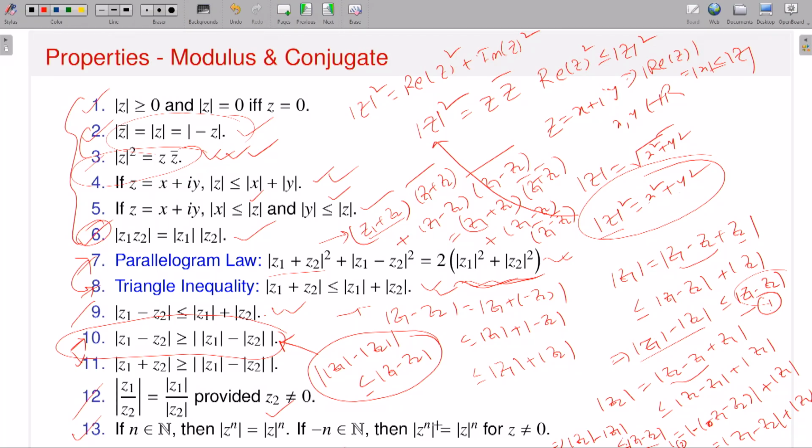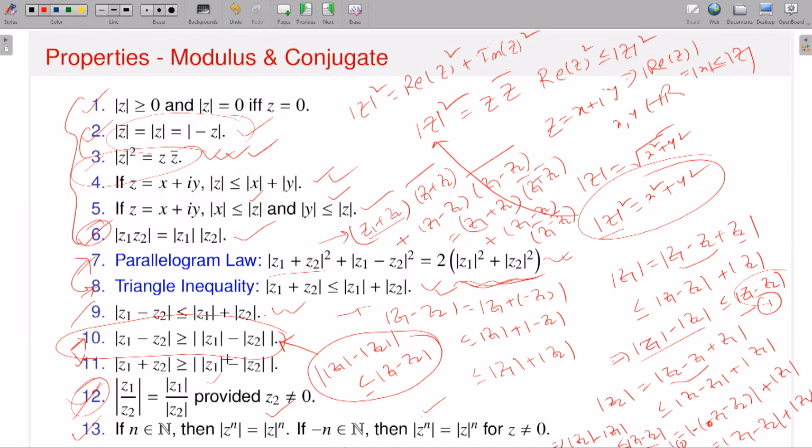And then if I have a minus n, then it will again be true, because if Z is non-zero, you have to use what is called properties 12. That means Z to the power minus n, that means 1 by Z to the power n if Z is non-zero, and use this same formula, then you will do that. Okay. So these are a couple of properties.